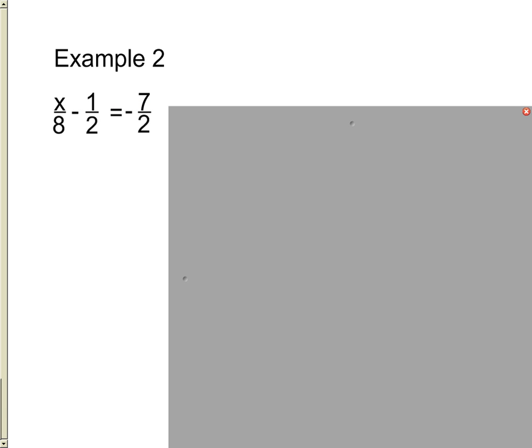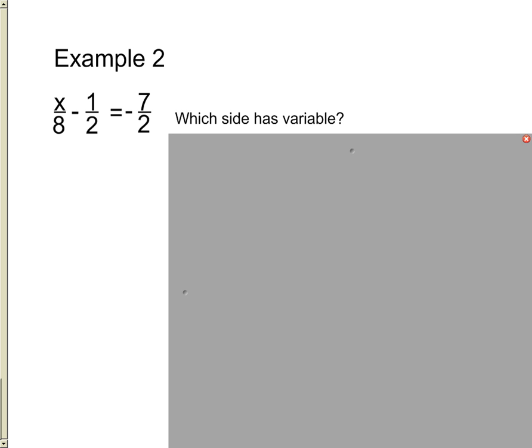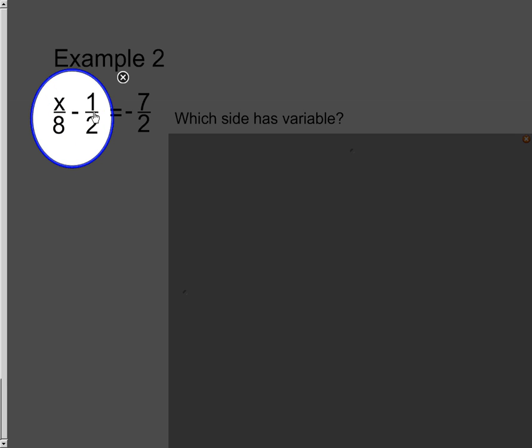So let's take a look at another problem. Instead of sticking with something that's really easy, let's throw in some fractions. Let's go through the steps. Which side has the variable? Well, in this situation, it would be the left side of the equation. So we just isolate our viewing there.